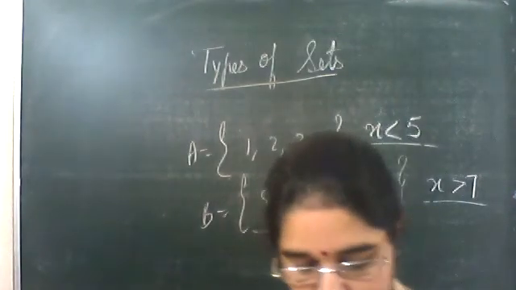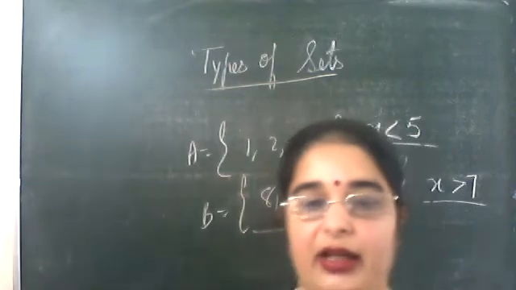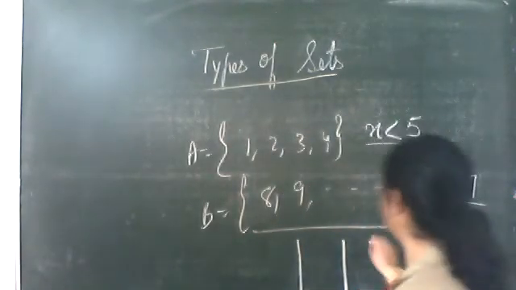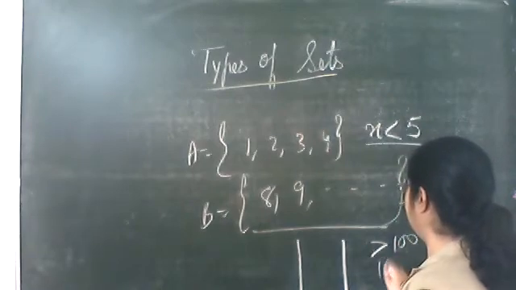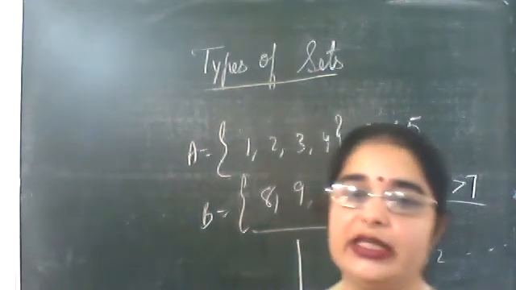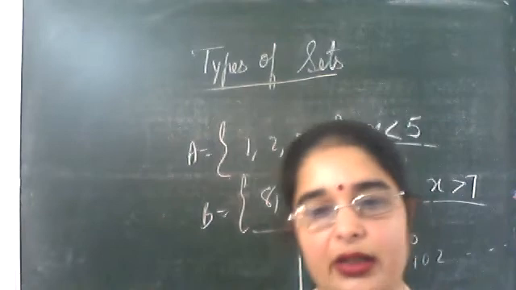Then, the set of positive integers greater than 100. Greater than 100 means 101, 102, and so on till infinity. So again, what is it? An infinite set, because it will go on and on and on.